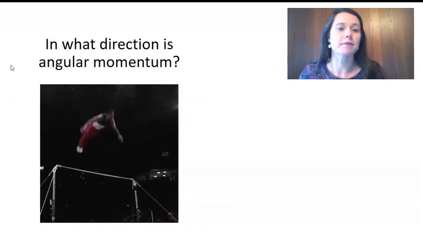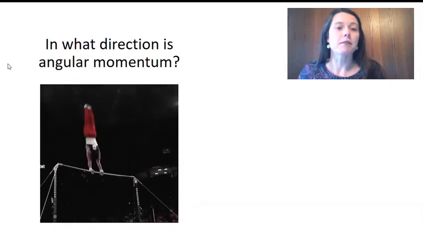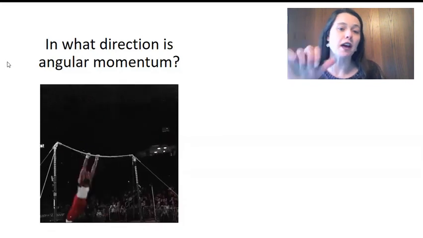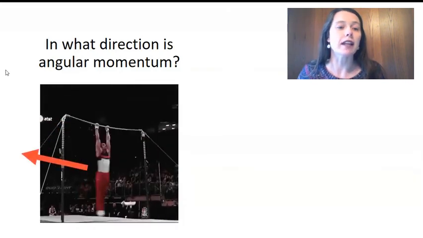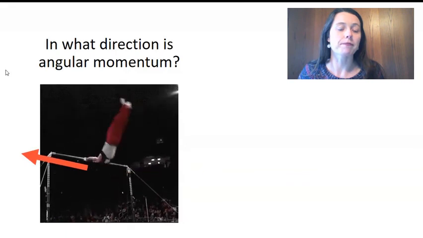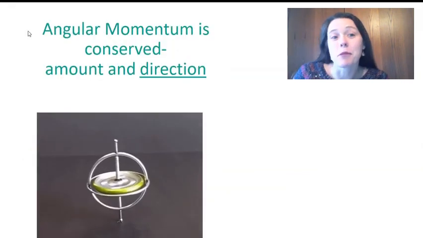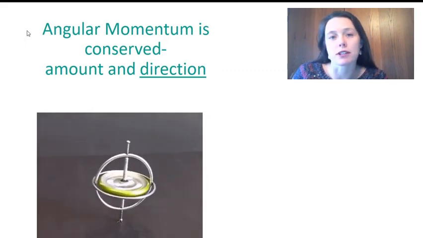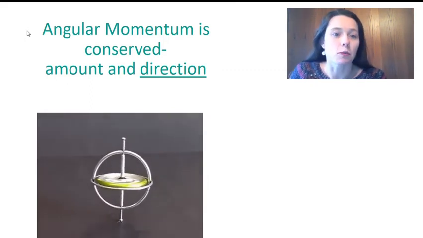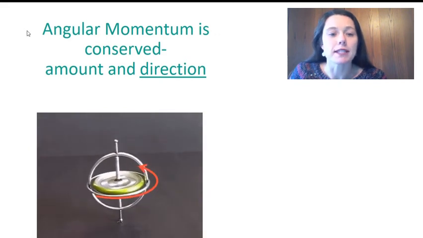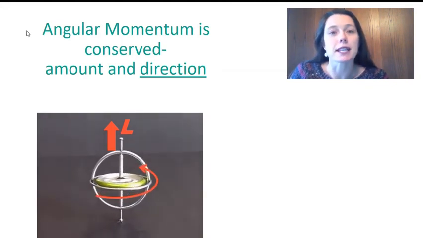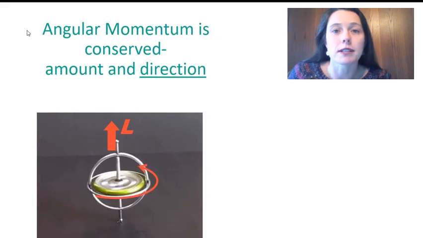What about the gymnast? As he spins, wrap your fingers in the direction of the spin, and you should notice your thumb is pointing to the left in the direction of the bar. When we say angular momentum is conserved, we mean that its amount and its direction are both conserved. This is why a gyroscope works. As it spins, it has a particular direction for its angular momentum. Consider the gyroscope below. As it spins, its angular momentum is directed upwards.